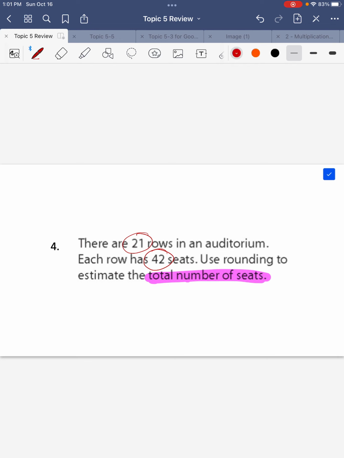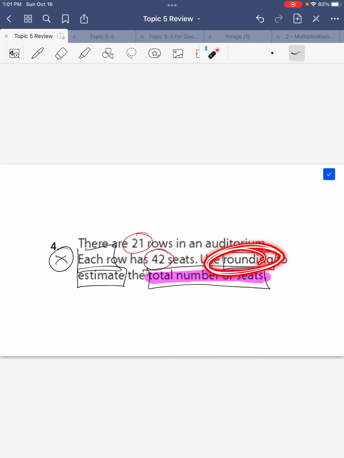So now I'm going to box in keywords. It says each, tells me I'm going to multiply. It wants me to use rounding to estimate, and it wants to find the total number of seats. So I know that I need to round, and I cannot multiply first. I have to round first.